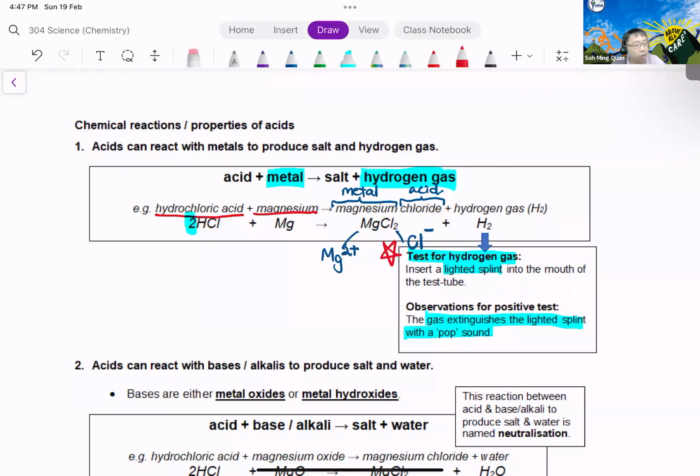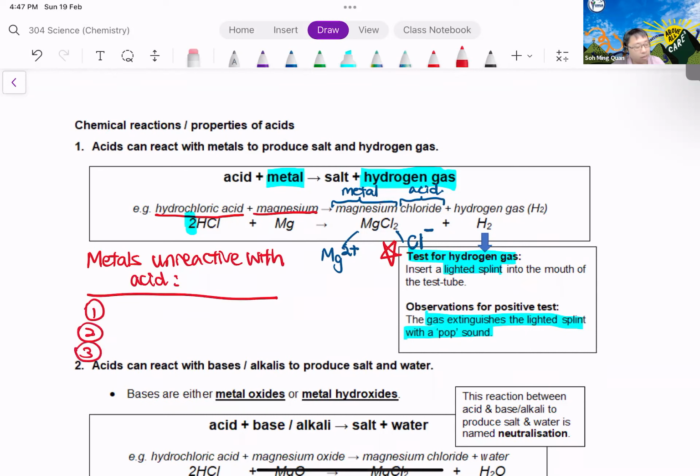Now, on this note, you need to know there are some metals that are unreactive. This one, I think you took down in class. If you have the notes, you take them out, you don't have to copy again. There are some metals that are unreactive with acid. There are three important ones: copper, silver, and gold. These three metals don't react with acid. So if you put them into acid, nothing happens. No reaction occurs. That's because they are below hydrogen in the reactivity series.